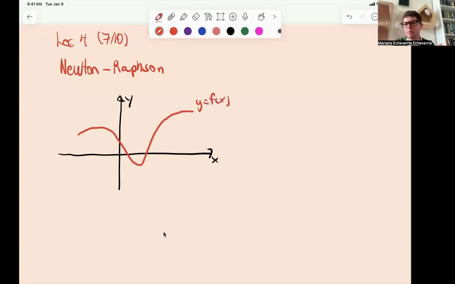So let's say there are a couple of places where this particular function is zero. There's a zero here and a zero here. Let's say I wanted to locate this zero. I'll usually call X star the important points that we're talking about. So X star here is a zero of this function. So this is a point where f of X star equals zero.